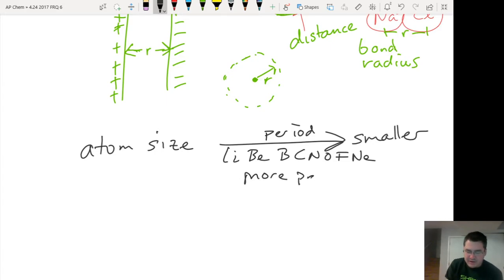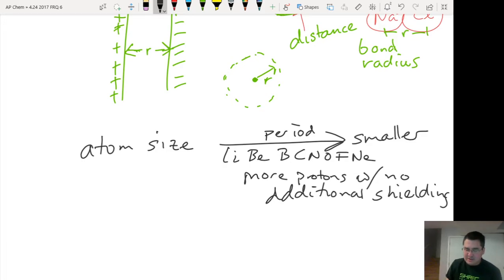Correct. More protons with no additional, and we had a word for this, shielding. Do you guys remember what shielding is? Yeah, it's the inner ones shield the outer ones from getting pulled. Correct. Since our core electrons, the ones in the middle, don't change as you go across this period, the shielding doesn't change, but you do add in a bunch more protons. So you get more attraction, and they pull all those electrons in tighter.